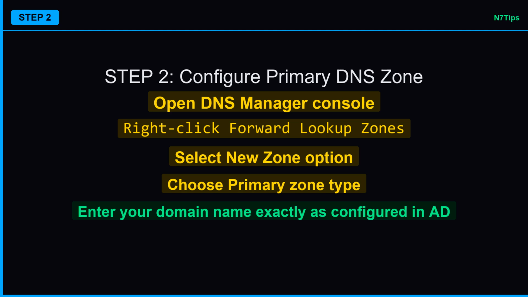On the first screen, you'll choose the zone type. Select Primary Zone because this is the authoritative zone for your domain. Then enter your exact domain name, the same one you used when creating your Active Directory forest. This zone will be stored on this DNS server, and it's where all your domain records will be registered. Make absolutely sure you spell the domain name correctly because this is the foundation everything else builds on.